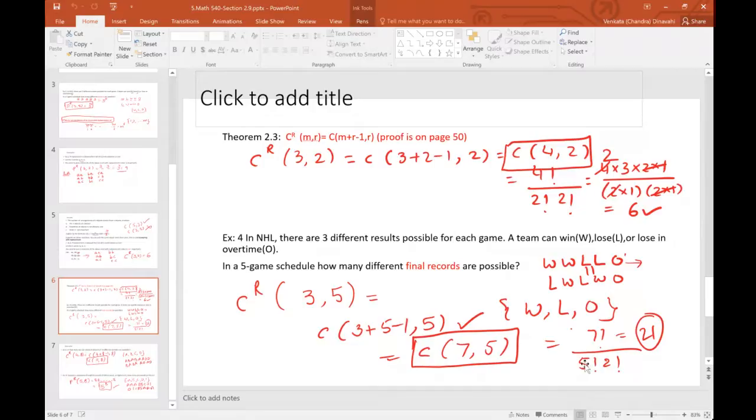n factorial over r factorial times n minus r factorial. If you simplify, you get 21. But you can leave your answer as C of 7 comma 5 in the exam or in the quiz. Listing all these 21 different records is a pain in the neck, so I'm not really keen on that. Again, as I mentioned, I am more interested in for you to figure out whether it is a permutation or a combination.